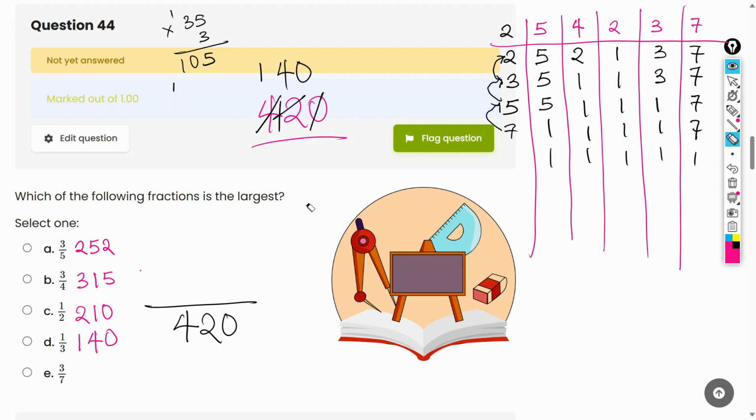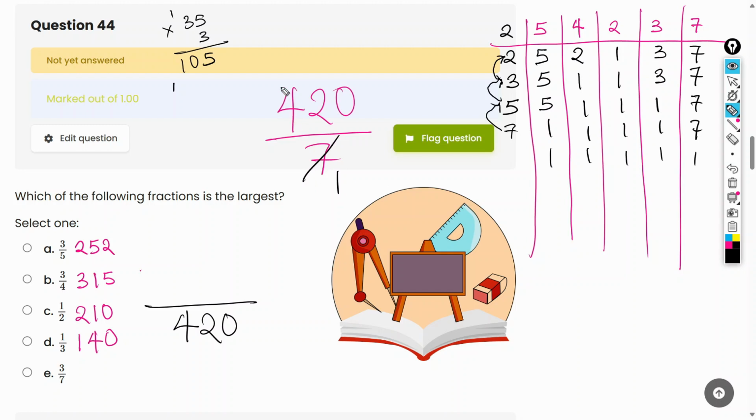Then finally, we divide by 7. So 420 divided by 7. 7 into 7 is 1. 7 into 4 is 0, carry 4. 7 into 42 is 6. And then 7 into 0 is 0. That's 60. And then we multiply 60 by 3. 60 by 3 is 180. So the largest number we have is 315. That means the largest fraction is 3 out of 4.